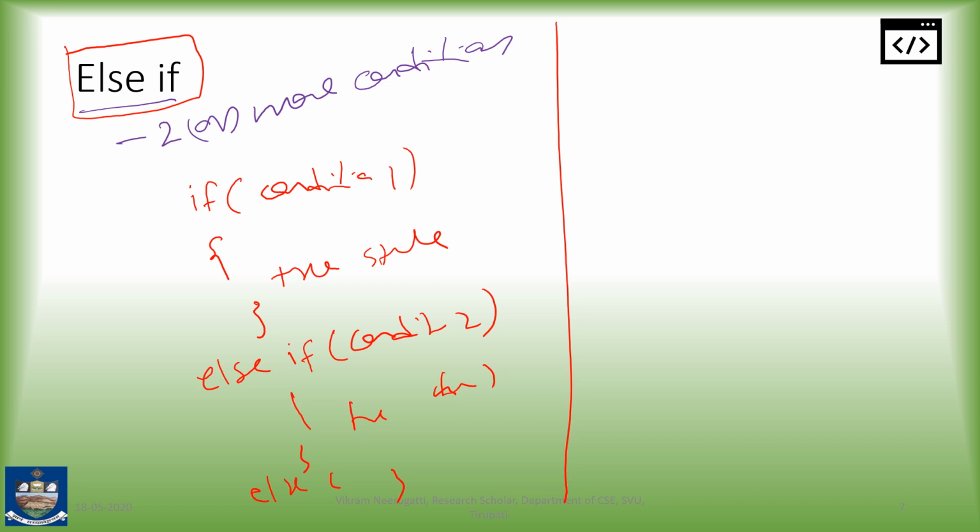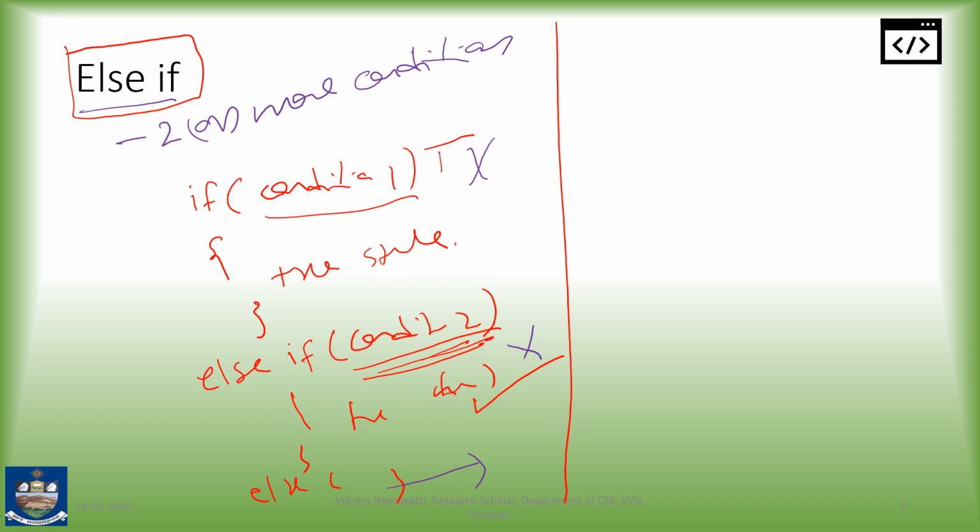If you see here, we may have two or more condition statements. If condition 1 gets true, these statements will be executed. If this is false, it will check this condition again. Then if it is true, these statements will be executed. If both the conditions are false, the else part will be executed. This is how else if works.